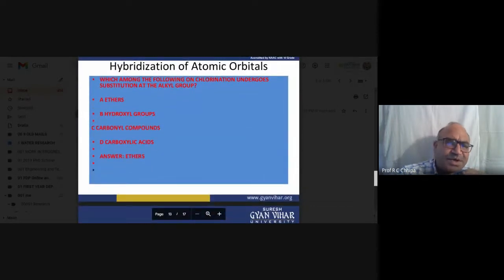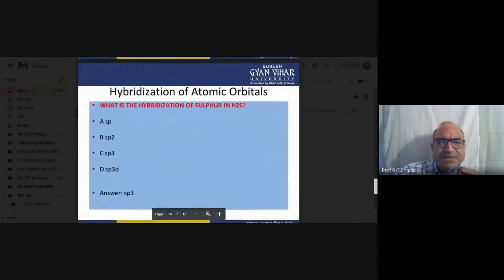One more example. Which among the following is... This one is also related to hybridization: the ethers, carbon, oxygen, carbon; the hydroxyl groups, whatever hydroxyl groups are attached; then the carbonyl compound, and then the carboxylic acids. So here the answer is the ether. So ether has sp3. One more is there.